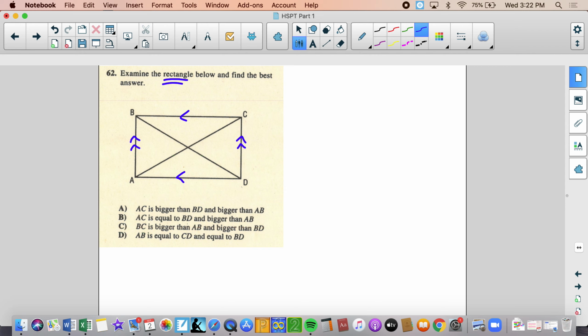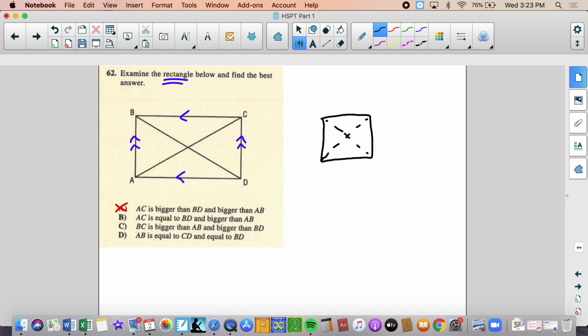So what we want to do is go through these relatively quickly and discard the ones that are not going to be logical. AC is bigger than BD. So we're talking about diagonals. And diagonals are always going to be equal. So we know that that's not true. And look, we need to understand that a square is a rectangle. So those diagonals are all set. Rectangles can be longer than they are wide, but they can also be equal.